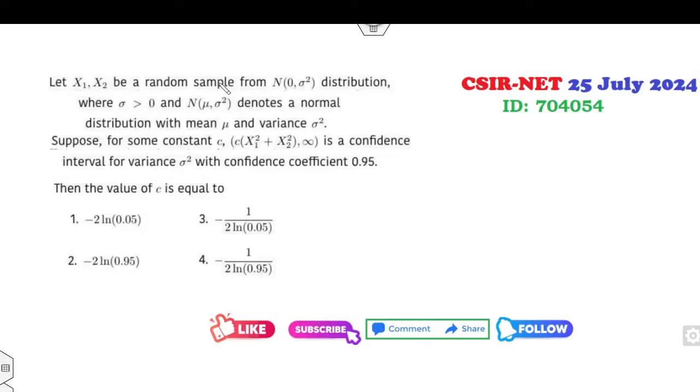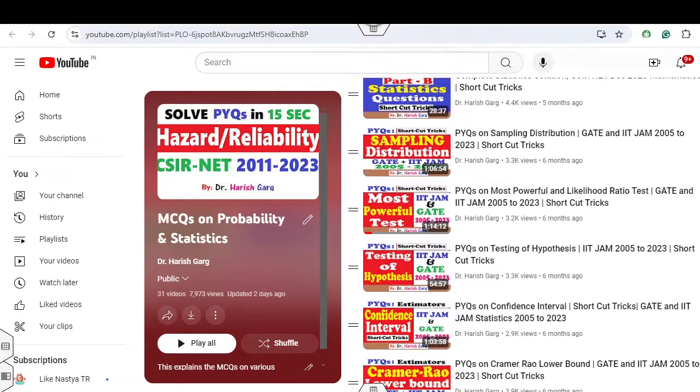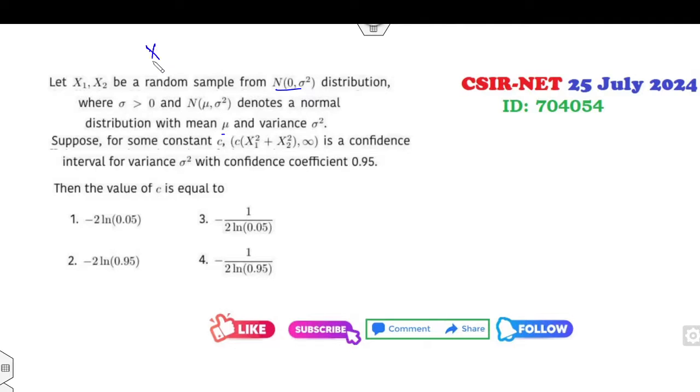Let X1 and X2 be random samples from the normal distribution with mean mu and variance sigma square. Find the confidence level of this. I think this is simple that you can do it. What is given to you? It's a confidence interval. Have you watched my lectures on the PYQ of the confidence interval? If yes, you can do it easily. So what is given to you?